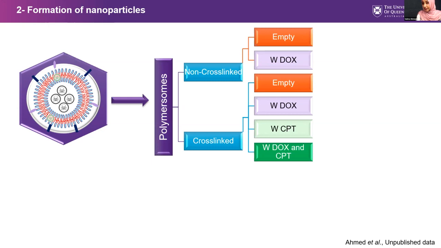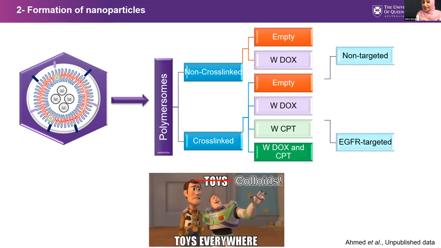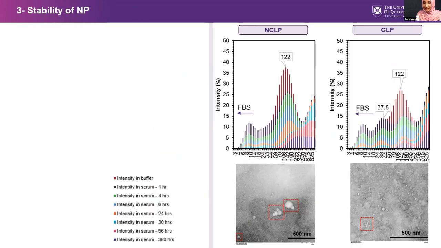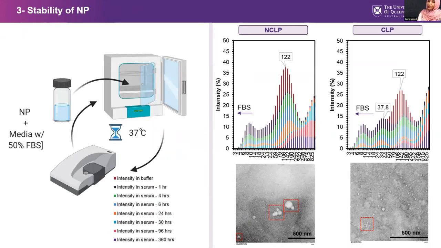unloaded ones, the ones that are loaded with doxorubicin in its hydrophilic form, the ones that are loaded with camptothecin, which is a highly hydrophobic drug, and ones that encapsulate hydrophobic and hydrophilic drugs at the same time, doxorubicin and camptothecin. And for all of these combinations, we tried non-targeted and also EGFR-targeted versions of nanoparticles. So essentially, we had a lot of nanoparticles to play with and to study in order to understand how they behave. Now, the question is, how stable are these nanoparticles and how does the cross-linking affect their stability?